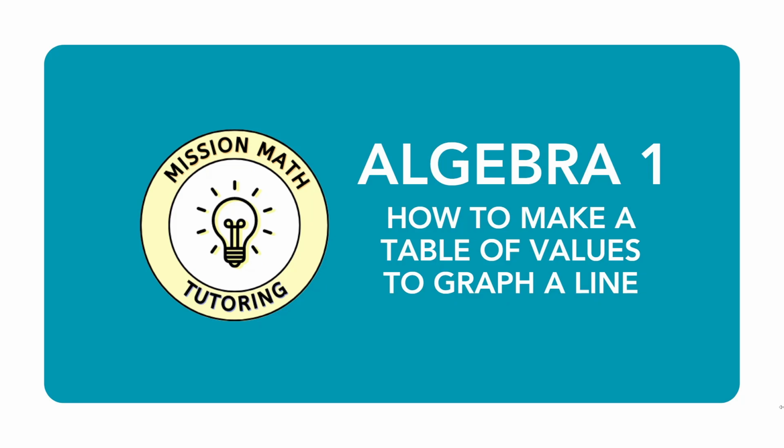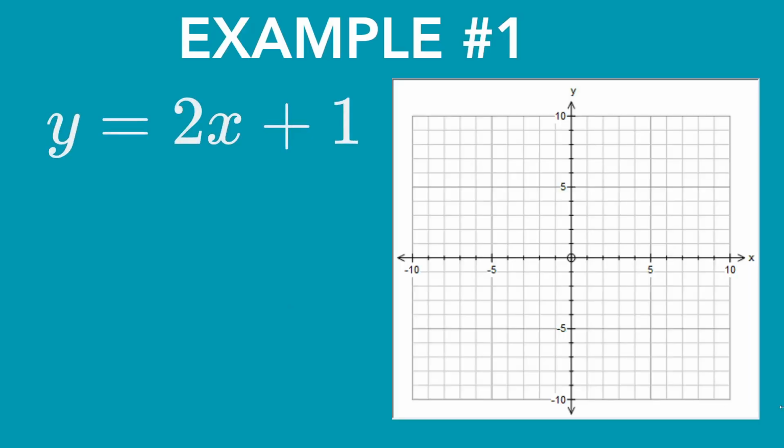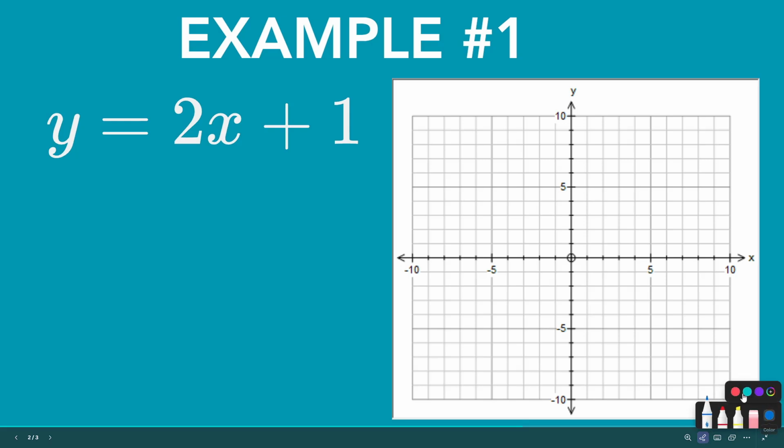Today we'll be going over how to make a table of values to graph a line. This is a topic directly taken from Algebra 1. Let's get started. Let's look at our first example here: y equals 2x plus 1. We're being told to graph this.